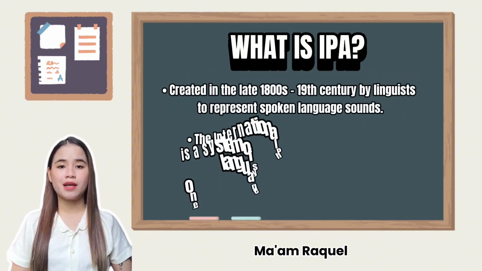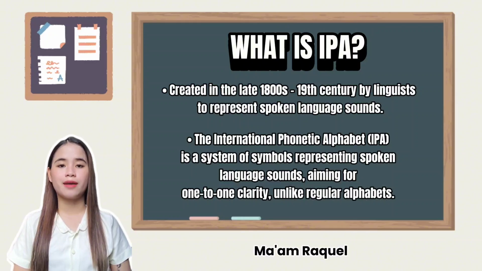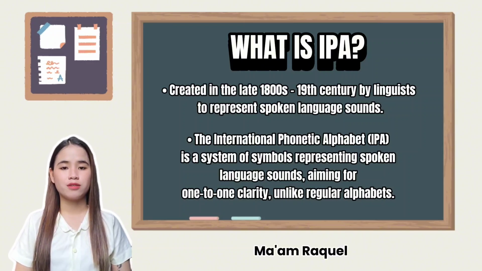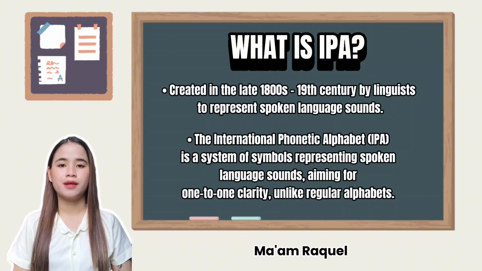The IPA was established in the late 1800s during a time when linguists recognized the need for a unified system to document the diverse sounds of human speech. Before the IPA, transcription methods varied widely, leading to confusion and inconsistency. The International Phonetic Alphabet or IPA is a system of written symbols that represent the sounds of spoken language. It's like a universal code for pronunciation, with each symbol representing a single sound regardless of the language.